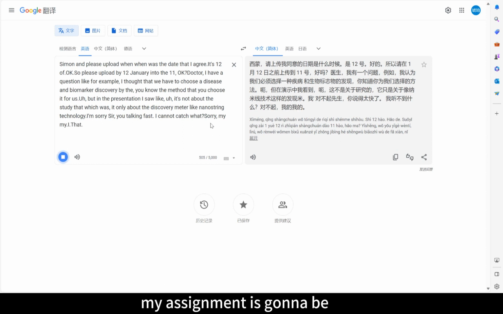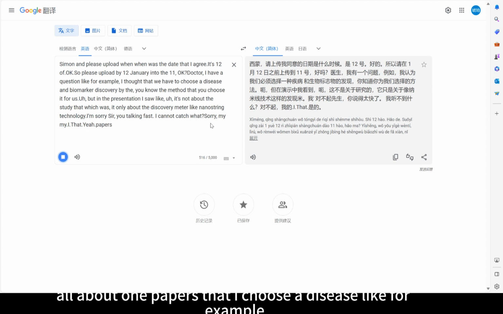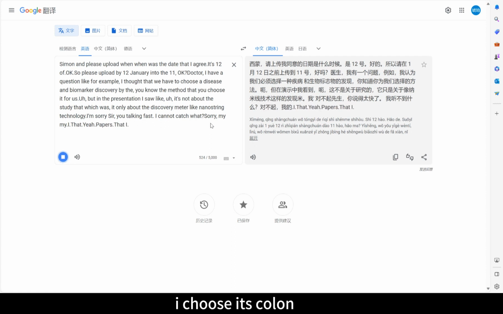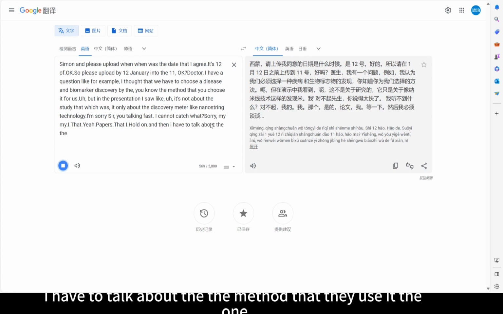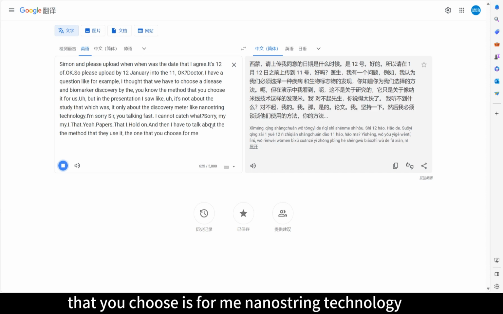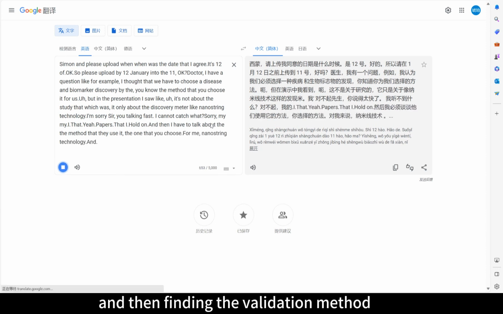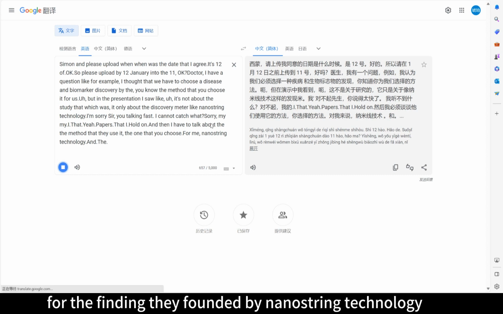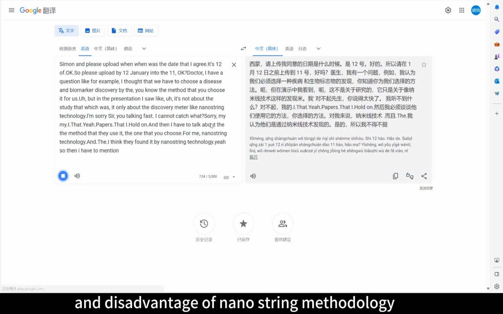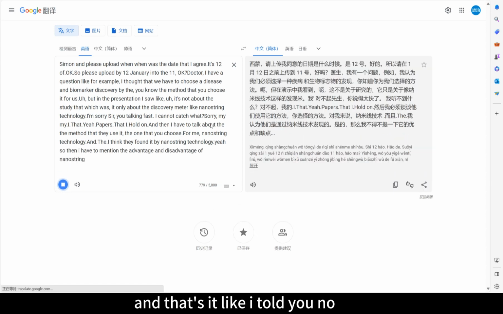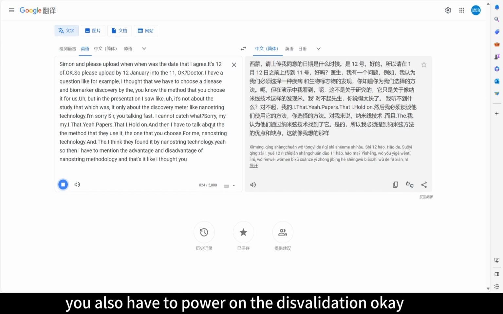My assignment is going to be all about one paper where I choose a disease, for example colon cancer, and then I talk about the method they used, the nanostring technology that you chose for me, and then find the validation method for the findings they found by nanostring technology. Then I mention the advantages and disadvantages of nanostring methodology, and that's it. No, you also have to cover the validation.